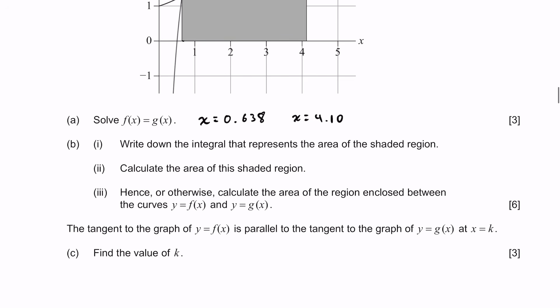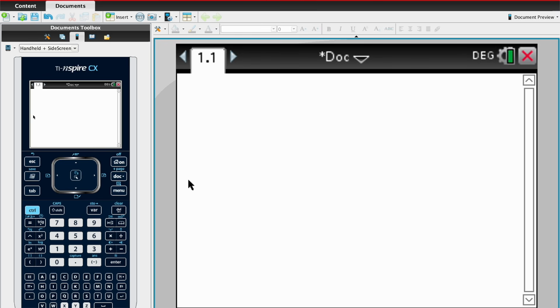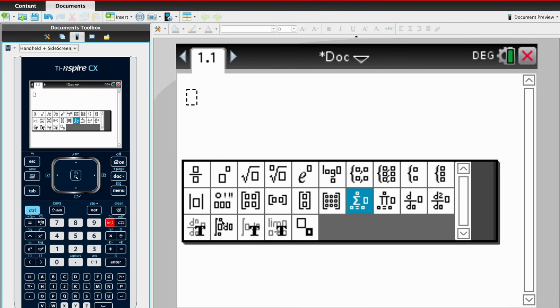All right, part 2. Part 2 asks us to calculate the area of the shaded region. Okay, so we've already got the definite integral here. Now we just need to find what it equals. So for this, we can go to our calculator and find the result. All right, so here we are. Let's look at our functions right here. And here is our definite integral.